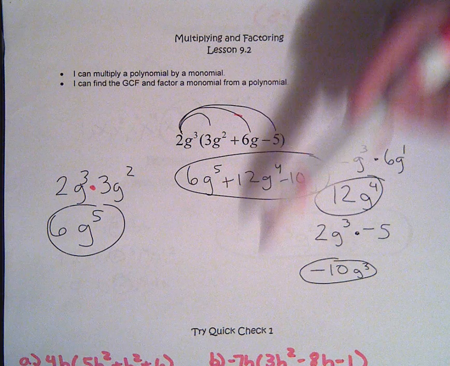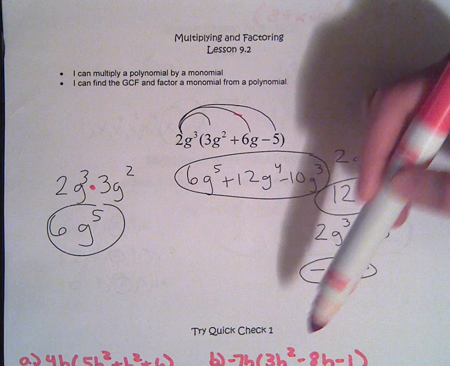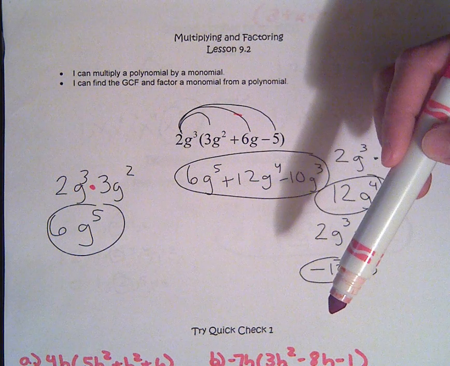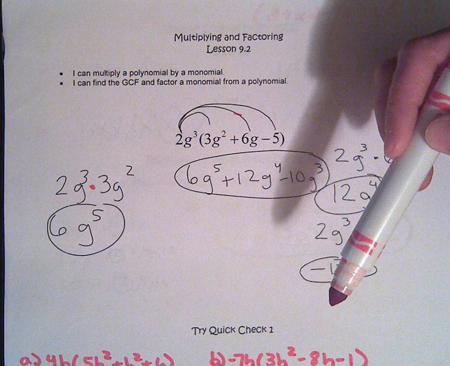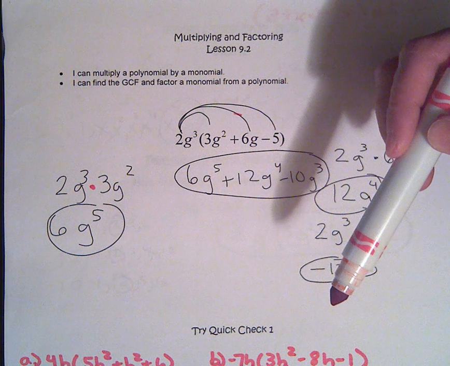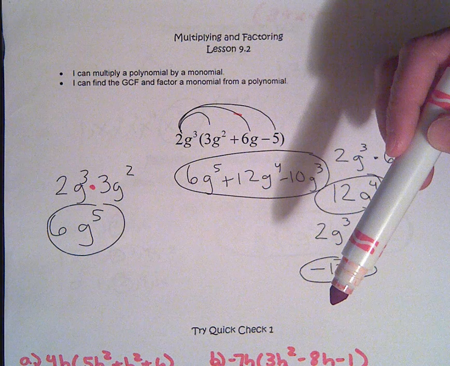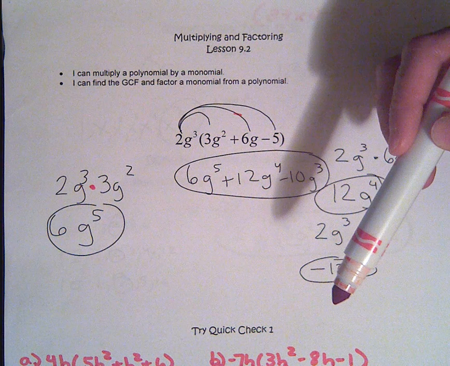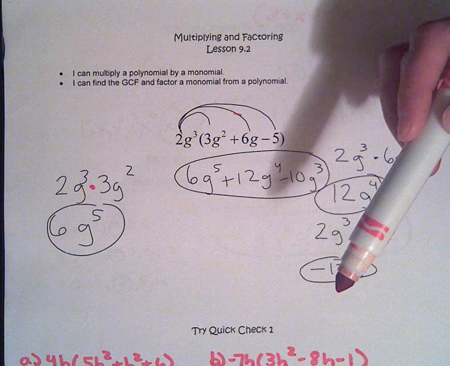So now what I want you to do is try quick check 1. This is on page 500. There are 3 problems there. So hit pause, try each of those. You're multiplying a polynomial by a monomial, and hit play when you're ready. Okay, let's look at how you did with these.